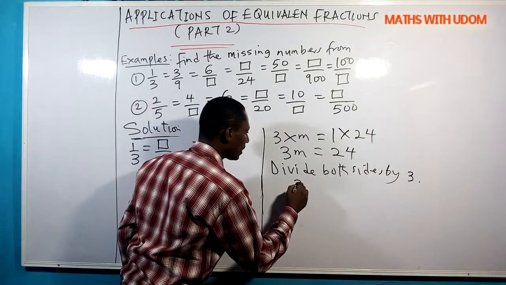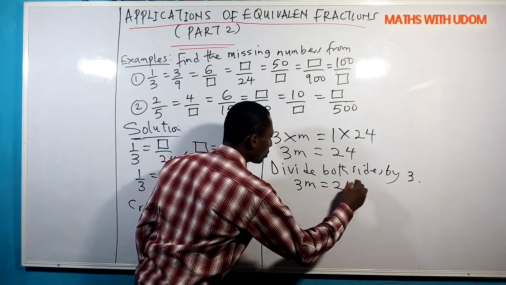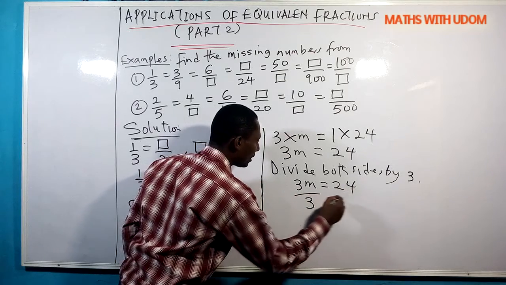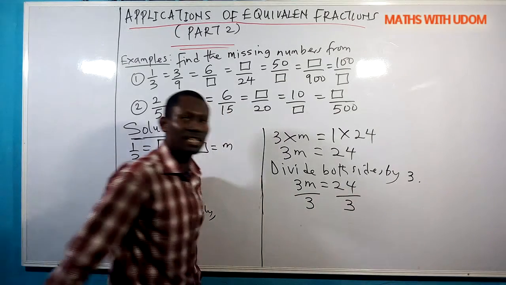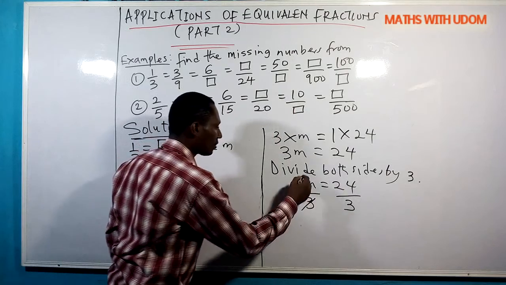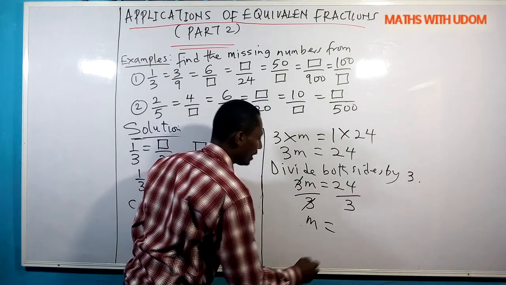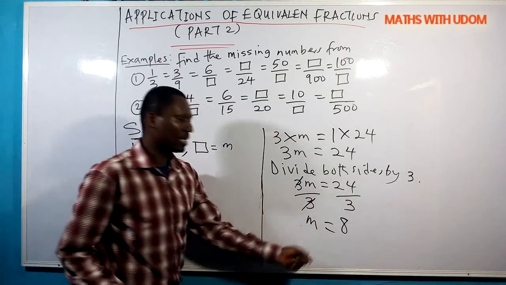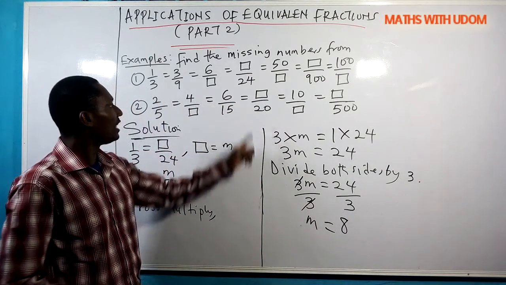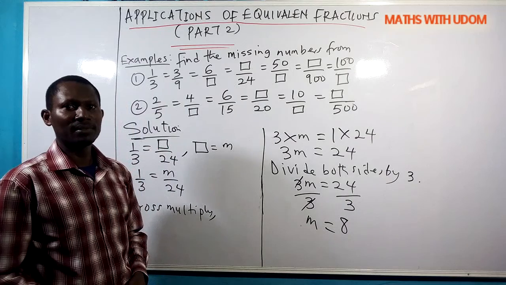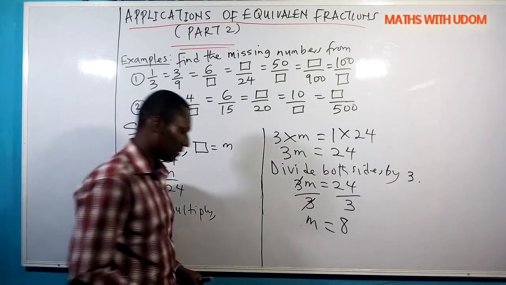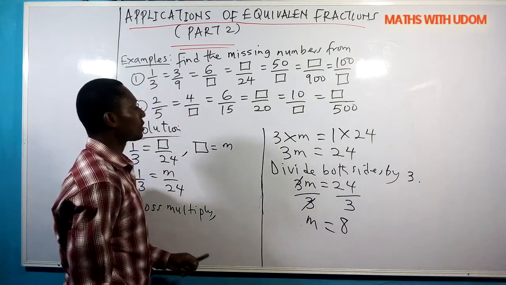So that will give me 3m equals to 24. Left hand side divided by 3, right hand side divided by 3. So 3 cancels 3. We have m equals to, how many 3 can go in 24? 8. Okay, so that's the value of the box inside that one. Now let's move to the next one.